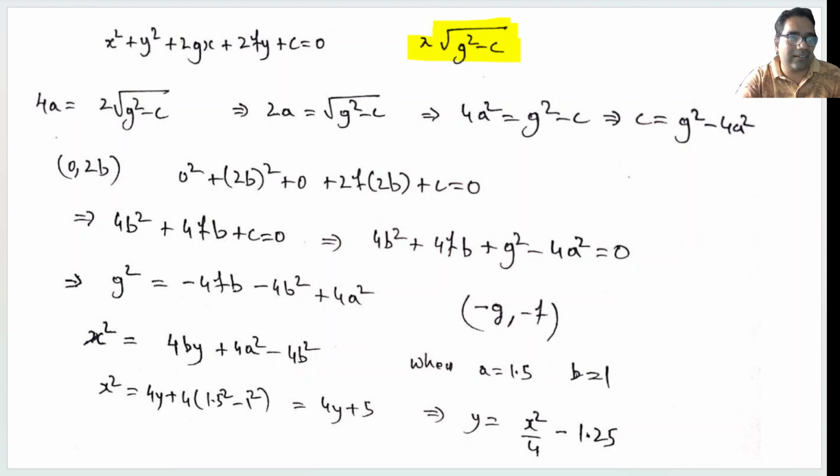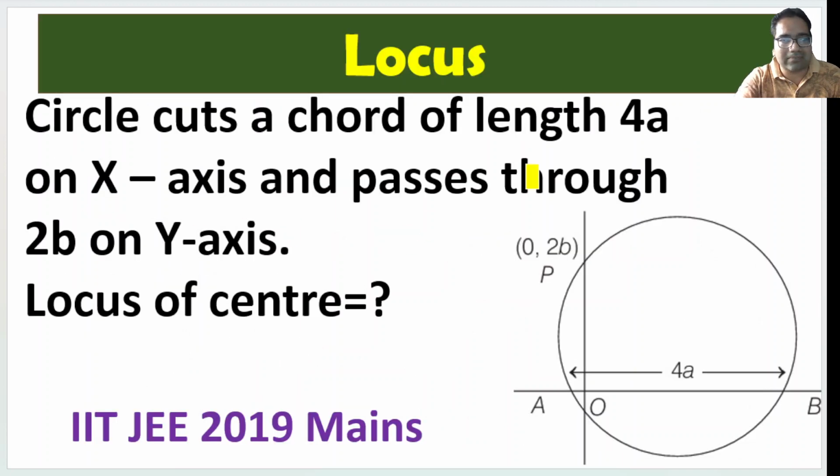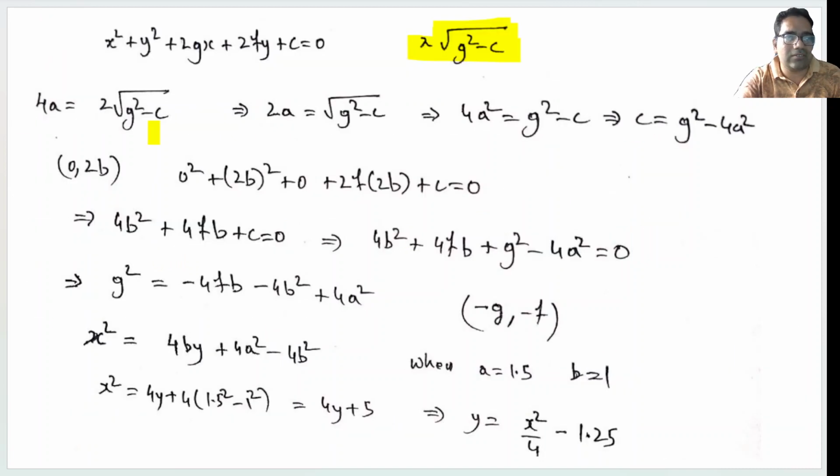Now here it is given the intercept it is making on the x-axis is 4a. What does that mean? 4a equals 2 under root g square minus c. That means 2a equals under root g square minus c. That means 4a square equals g square minus c. That means c equals g square minus 4a square.